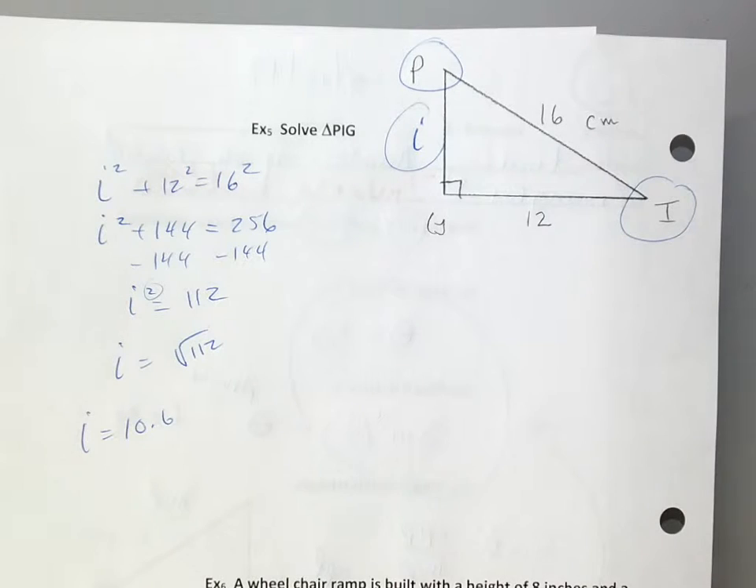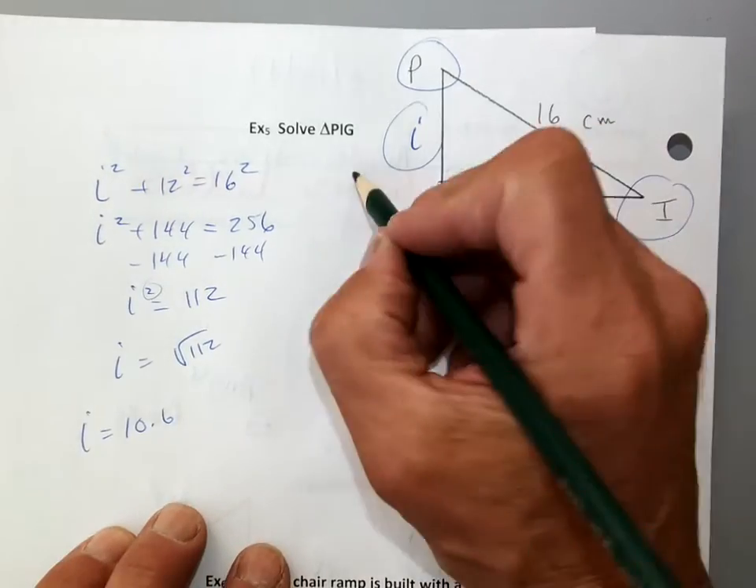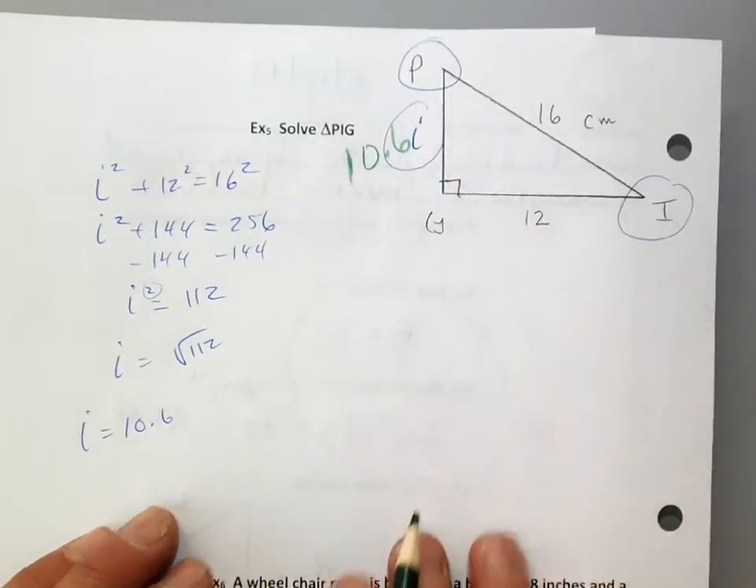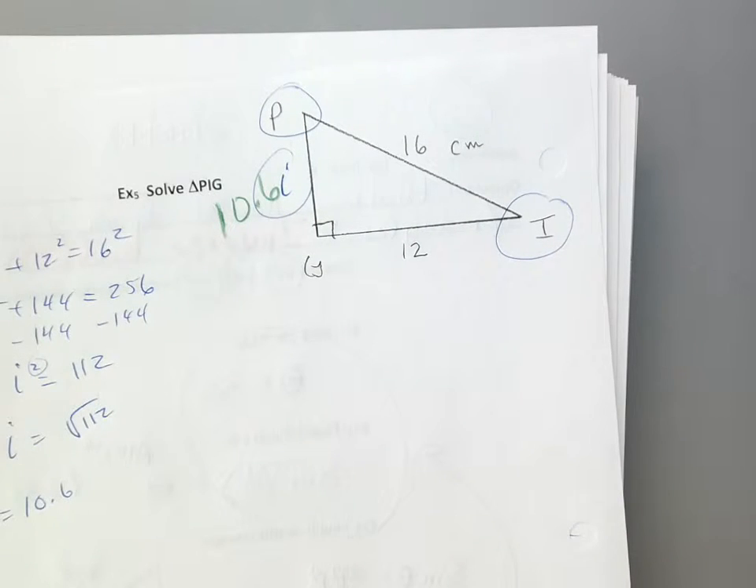Okay, so let me put that in. I'm going to add that to my drawing, and I'm going to have that one down. So there is my 10.6. Okay, we got that one. Now we have angle P or angle I to solve for. Again, it doesn't matter.